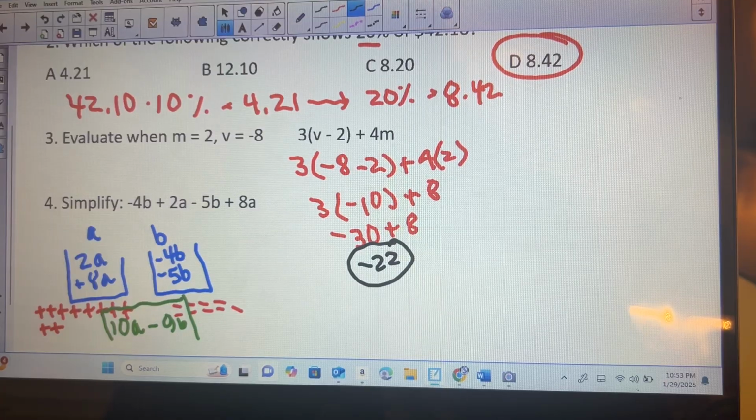In question 4, if you look at negative 4b, positive 2a, negative 5b, positive 8a, and I put all the a's together, I have 2a plus 8a. That should give me 10a. And for the b's, I have a negative 5 and a negative 4. That gives me negative 9b. So the answer should be 10a minus 9b.